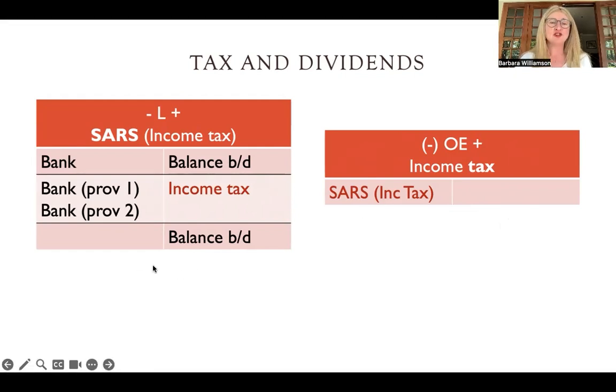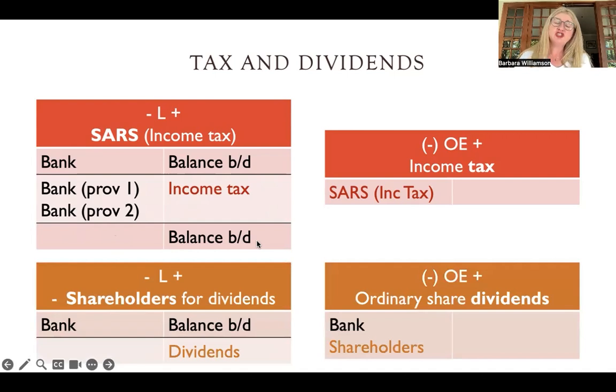You would then balance your SARS account at the end of the year and determine, have we actually paid SARS extra or too little, and then the balance would be paid over. In this case, it's a credit balance, so we owe SARS, but it's also very possible to have a debit balance, in which case SARS owes us because maybe we paid more provisional tax than what we needed to.